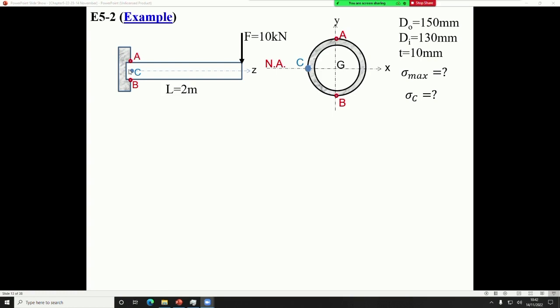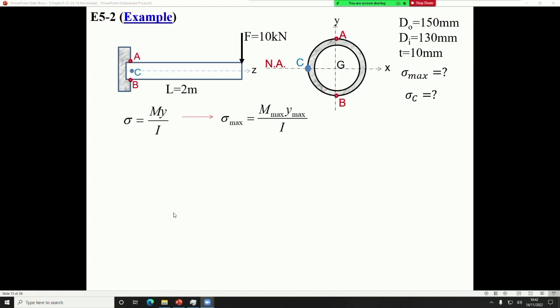20 kilonewtons. That's correct. So we've got 10 kilonewtons multiplied by 2. It gives us 20 kilonewton meters, and this is a negative bending moment. So the top part is subject to tension, and the bottom part is subject to compression. So M is equal to 20 kilonewton meters.